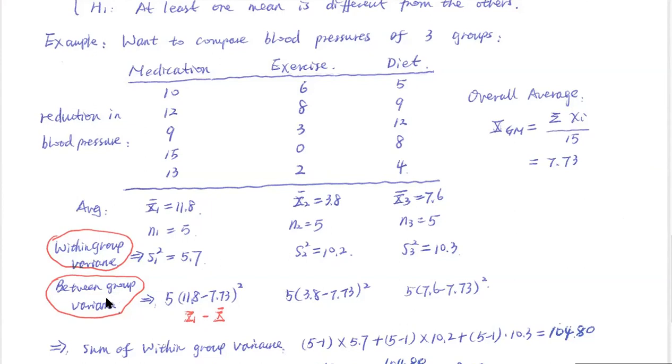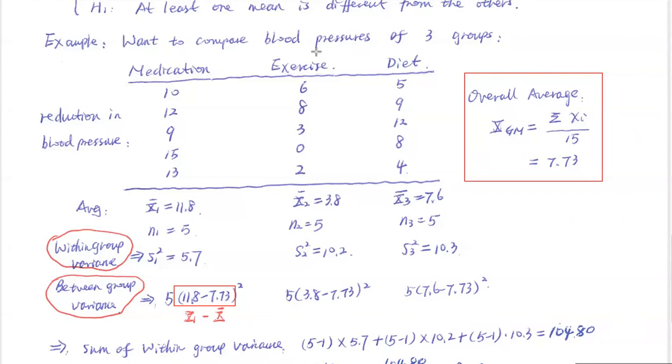When we have this between group variance, how do we calculate that? I don't require the calculation, but it is to take the sample average, 11.8, and find the difference from that one to the overall average. What's the overall average? This number here, 7.73. So you use 11.8 minus 7.73, square it, and multiply by 5 to find what we call this between group variance.